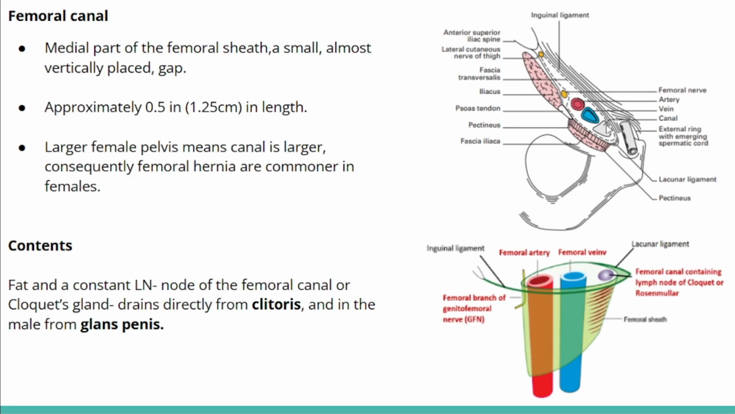The femoral canal is the most medial part of the femoral sheath. It's a small and almost vertically placed gap, approximately 1.25 centimeters in length. In females, the pelvis is a bit larger, so the femoral canal also tends to be larger than in the male counterpart, and because of this, femoral hernias are more common in females. The femoral canal contains a lymph node, the node of the femoral canal or Cloquet's gland. It drains lymphatics from the clitoris in females and the glans penis in males.